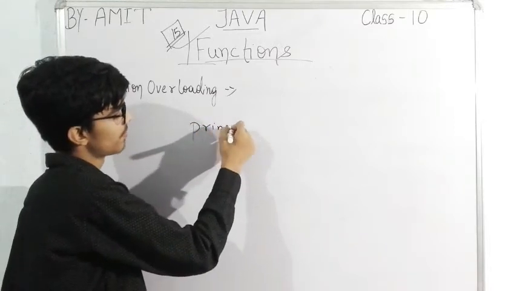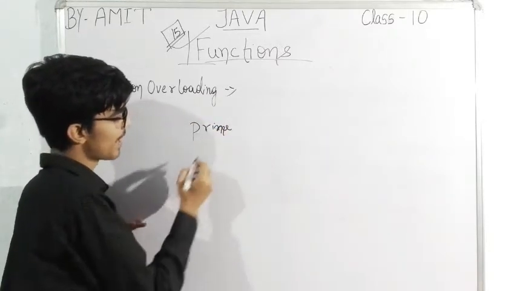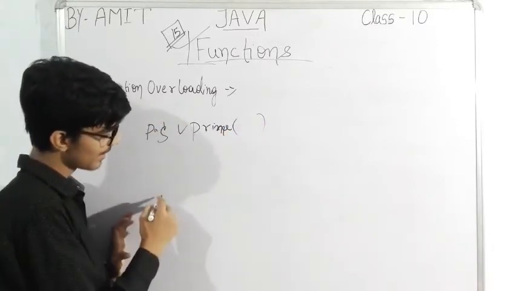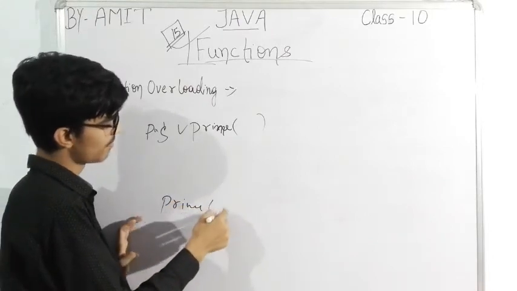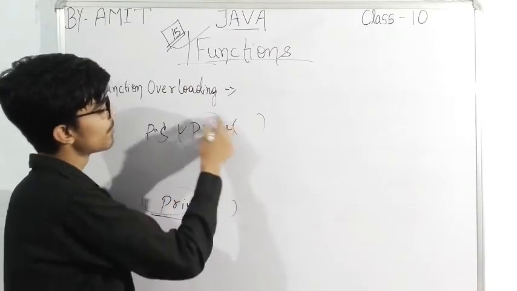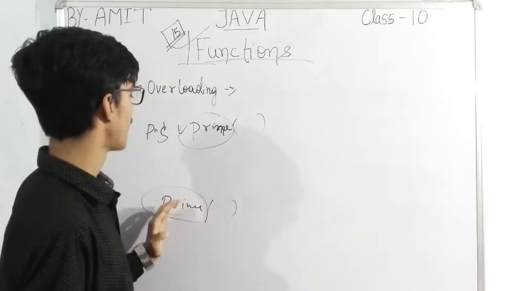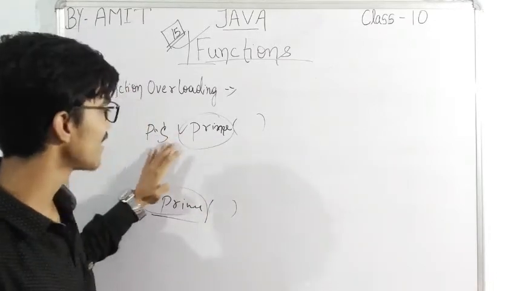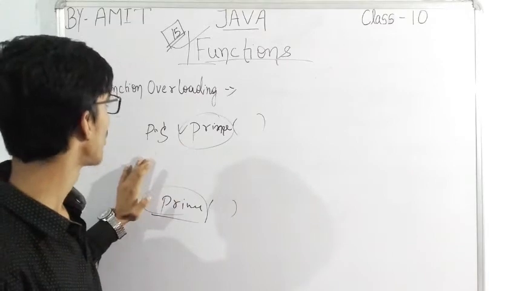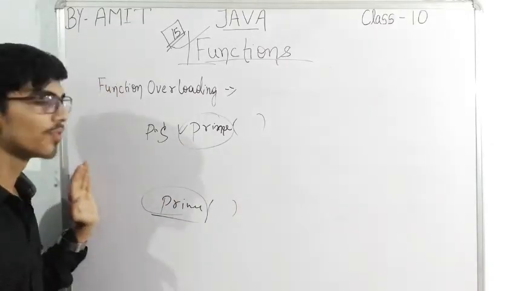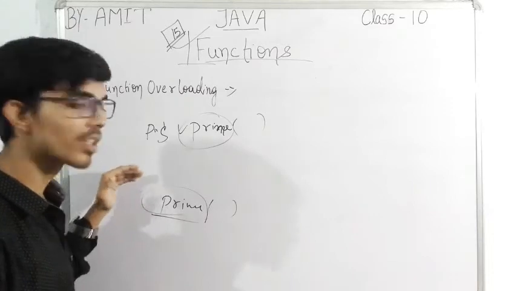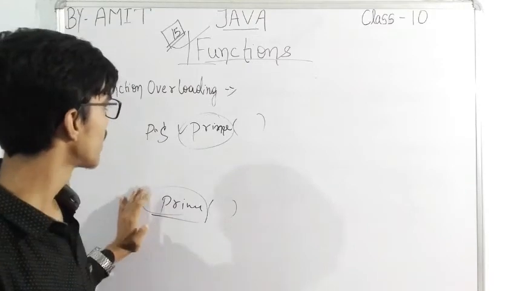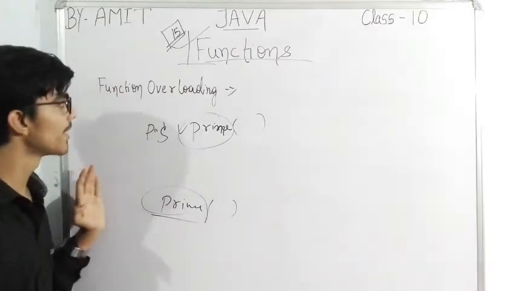Function overloading. If we use, like, prime, once as public static void prime, and once again we use prime, this function is repeated twice, so this is called function overloading. If we use the same function more than once, it is called function overloading. So this we have learned. After this, we'll do one programming example on this function.